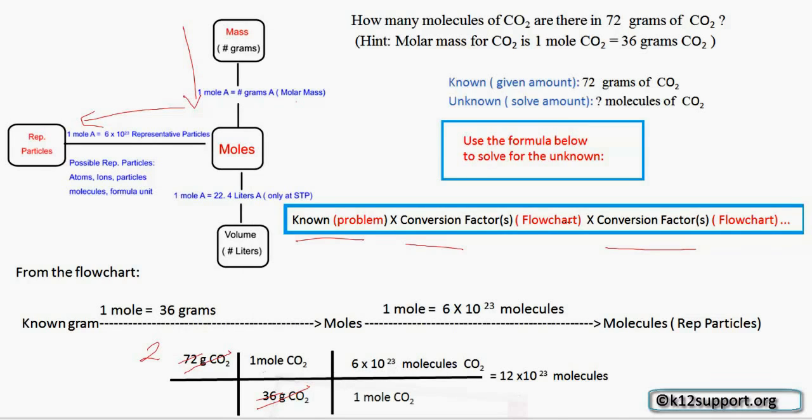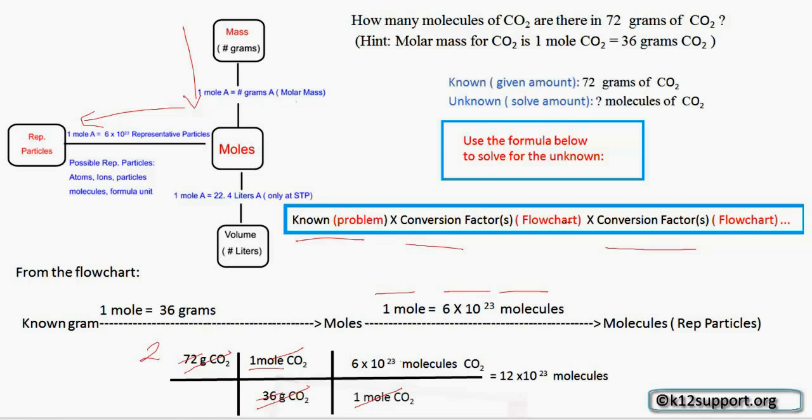The next thing you have to do is multiply by the next conversion factor, which is 1 mole equal to 6 times 10 to the 23rd molecules. I replace the term representative particles with molecules because I know specifically we are dealing with molecules right now. Since the mole is known now and we want to cancel out the mole, this mole has to be on the bottom, because 1 mole of CO2 divided by 1 mole of CO2 will cancel out. The leftover will be on the top.